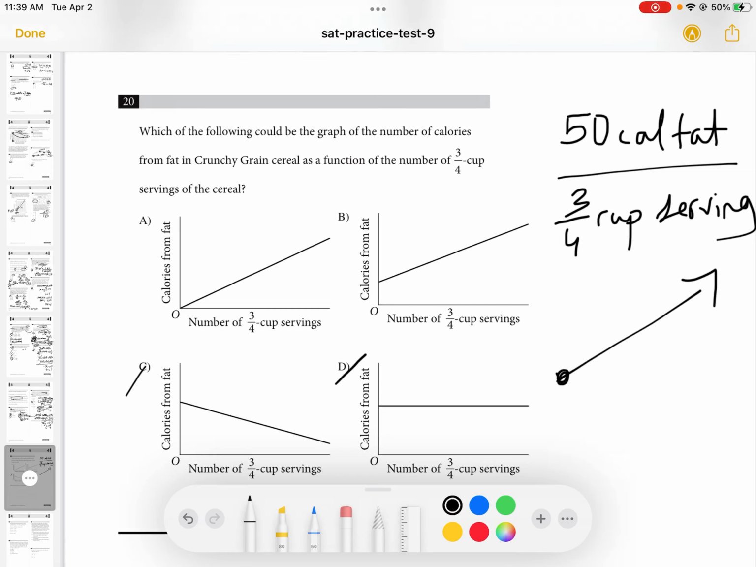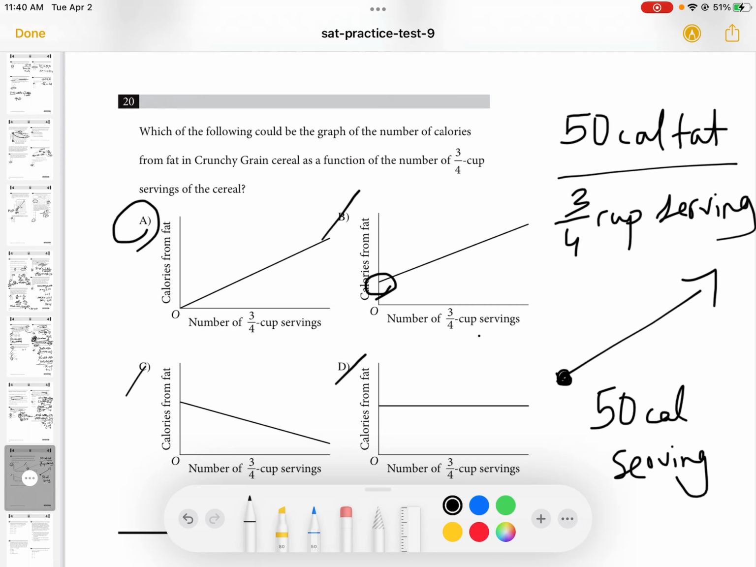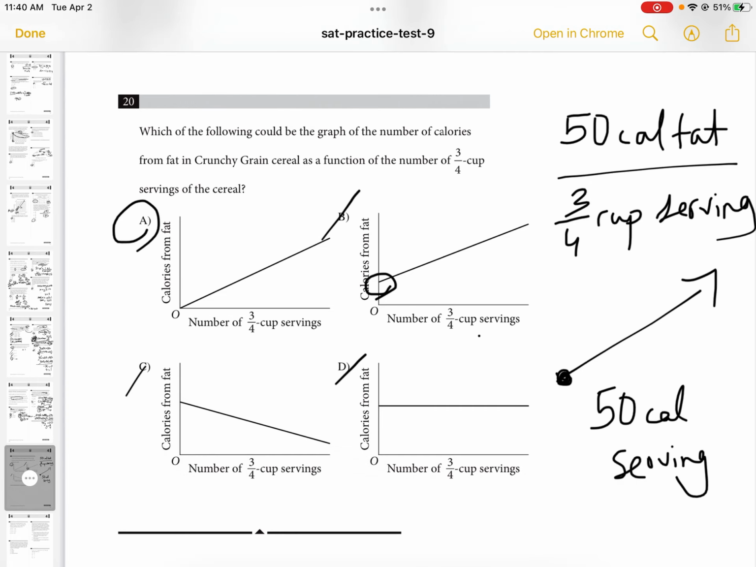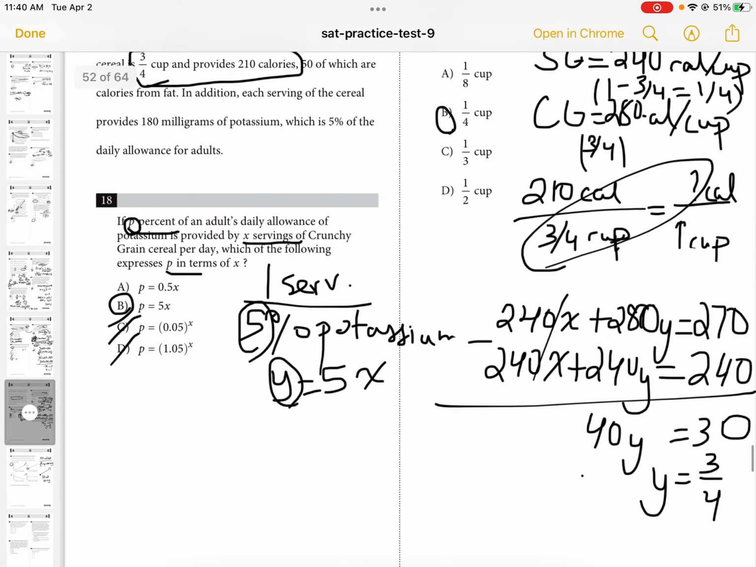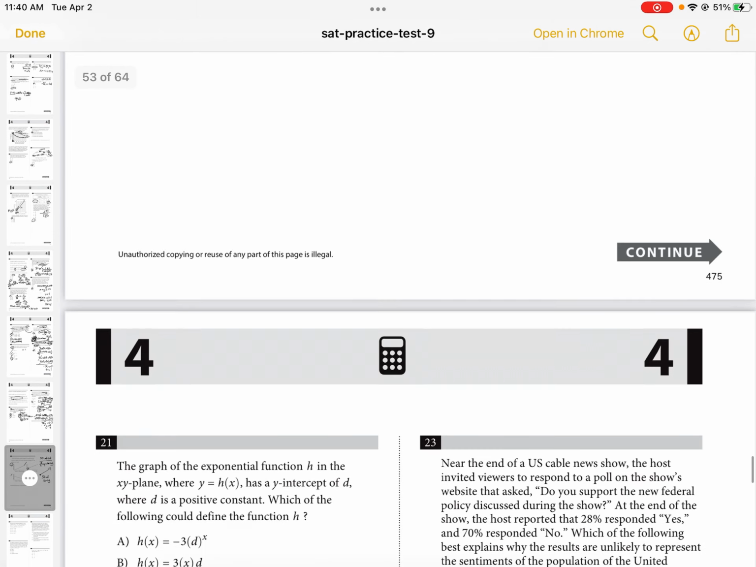Right? And because it's a proportional relationship, you're getting 50 calories for every serving. So you can't just gain imaginary calories without having consumed 0 servings. So it's not B either. So the only acceptable answer choice is A. Now, on to the next question. Let me make sure I answered everything over here. Yep, okay. Good.